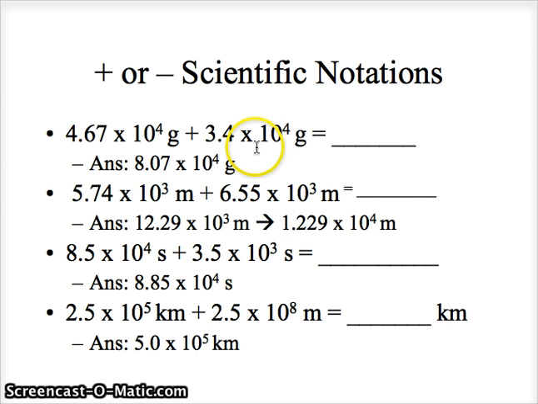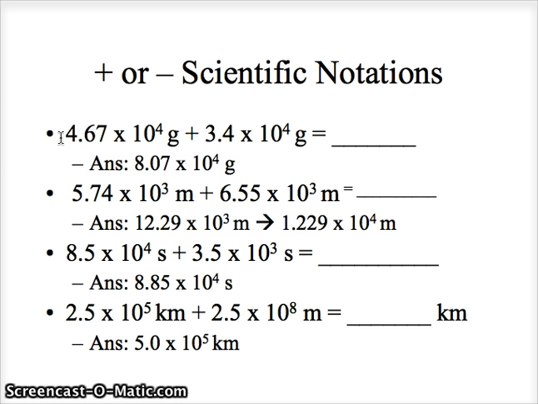Okay? So since the units and the exponents are the same, we can very easily just add the base numbers, 4.67 plus 3.4, and that comes out to be 8.07 as the base number. Because this is adding or subtracting, all we need to do is keep the power the same and keep the unit the same. So it comes out to be 8.07 times 10 to the 4th grams.